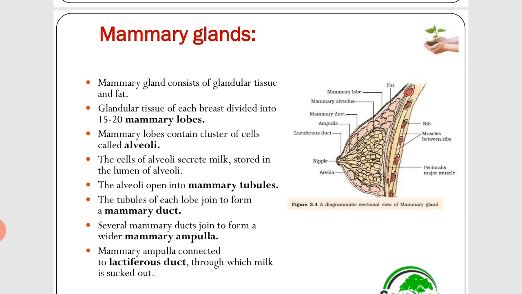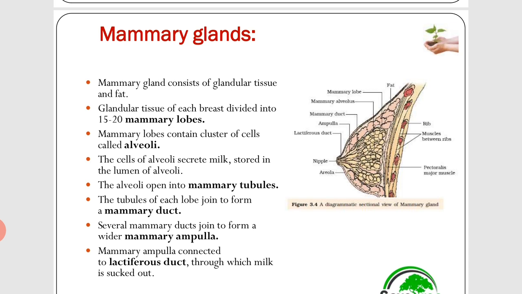The glandular tissue of each breast is divided into 15 to 20 mammary lobes. These mammary lobes contain clusters of cells called alveoli. The cells of alveoli secrete milk, which is stored in the lumen of the alveoli. The space inside the alveoli is called the lumen, and in that your milk will be stored.